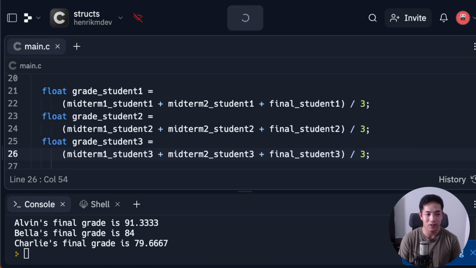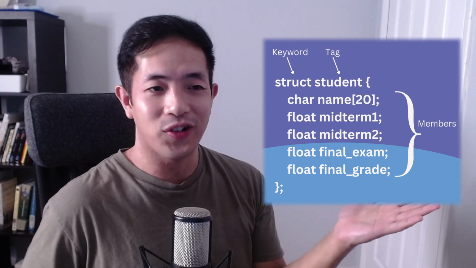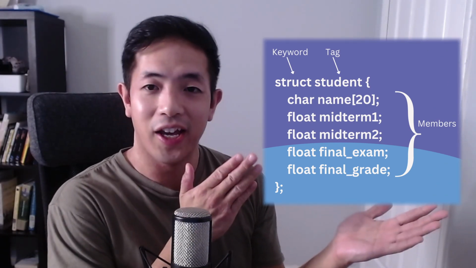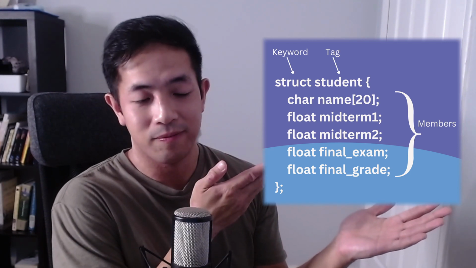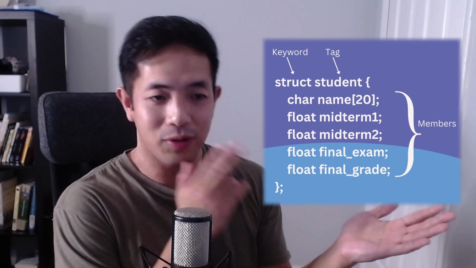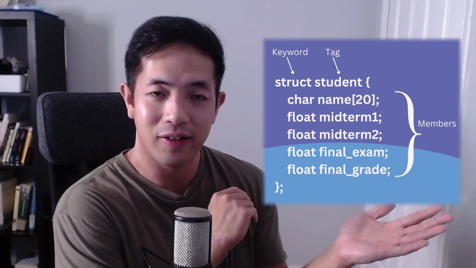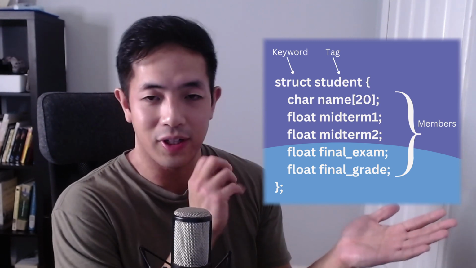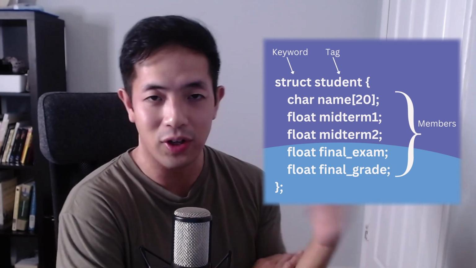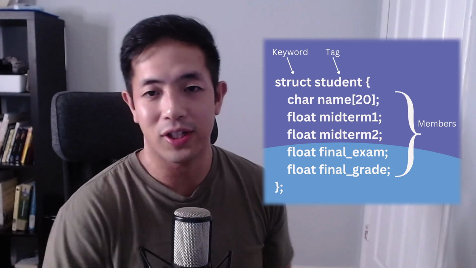So what is a struct? Okay, so here's a struct. You have your keyword, which is struct, and then your tag for student, and then you have the name, midterm 1, midterm 2, final exam, and final grade. The name, midterm 1, midterm 2, final exam, and final grade are the members of the struct. So let's put this in our code.